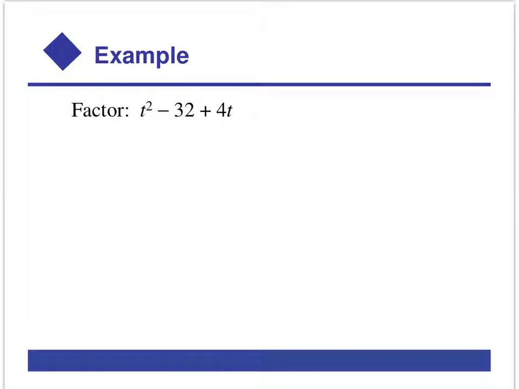Now we have t squared minus 32 plus 4t. This is kind of out of order, so we need to put it in the right order that we're used to looking at. Remember, the signs are attached, so they go with it. So now we have t squared plus 4t minus 32. So we're going to look at the minus 32, and then our larger one has to be positive.